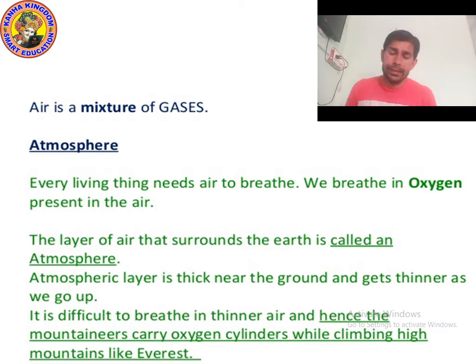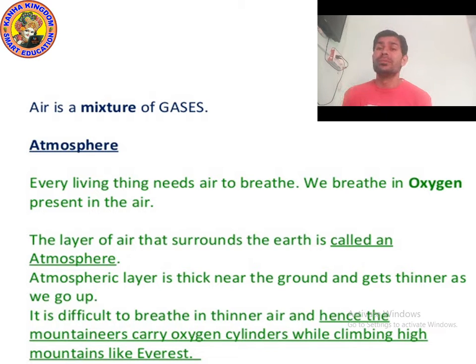Okay, what is air? Air is a mixture of different gases. There are many gases present in the air: oxygen, carbon dioxide, carbon monoxide, methane.